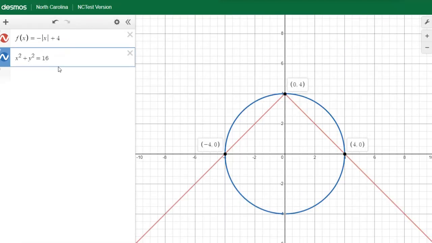All right, our last system of equations is an absolute value, also reflected, and a circle. In this case, there are 3 points where the two graphs intersect: negative 4, 0; 0, 4; and 4, 0. Those are the answers to the system of equations.